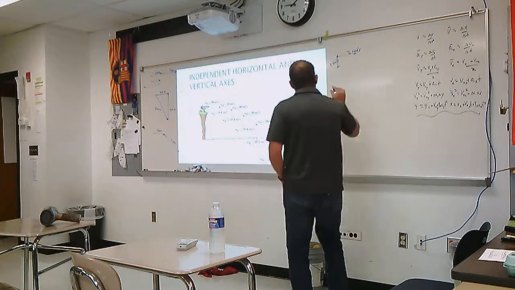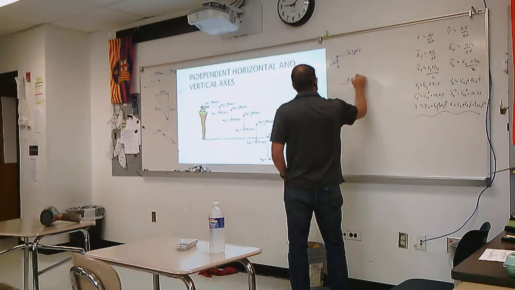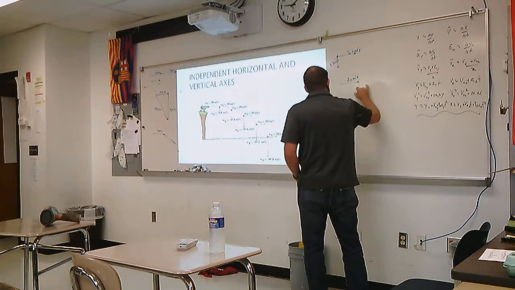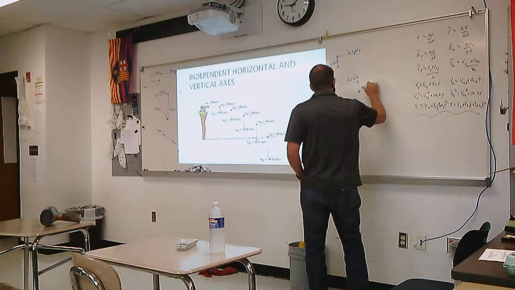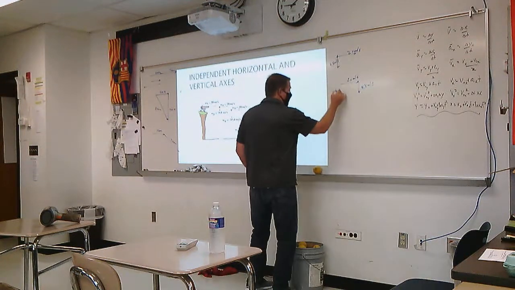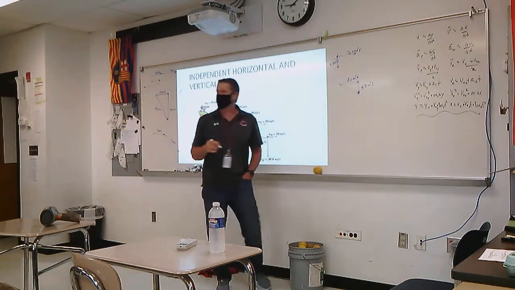Well, in order to add vectors, we talked about this earlier in the year, they must be placed head to tail. So 20 meters per second that way, 9.8 meters per second that way. How fast is this object actually going? Well, how are we going to do that mathematically?